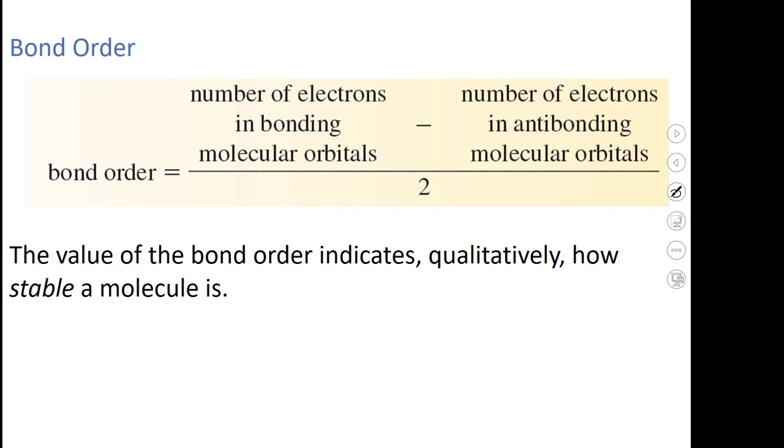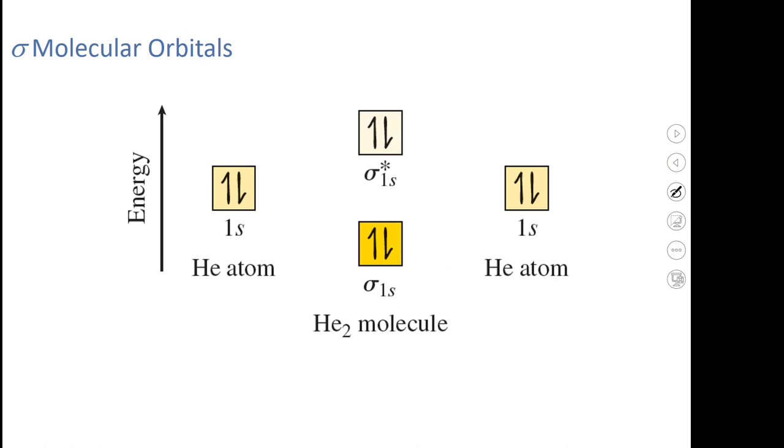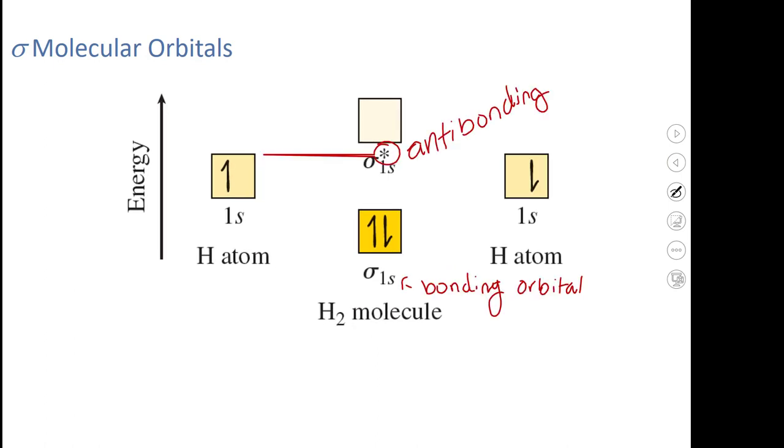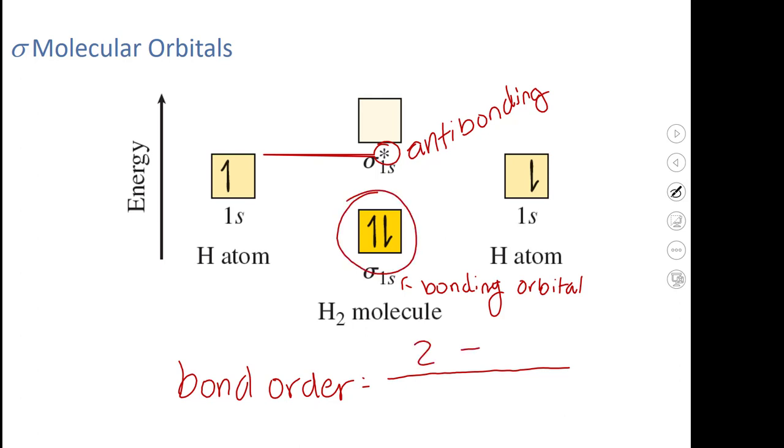Let's go back and see if we can determine what the bond order was for these two molecules. Let's do hydrogen first. So in hydrogen, if I wanted to determine what the bond order was, how many electrons are in bonding molecular orbitals for H2? Two. This is our bonding orbital. There's our two electrons, two. How many are in antibonding? Zero. So what is our bond order here going to be? One. So that's your bond order for H2.